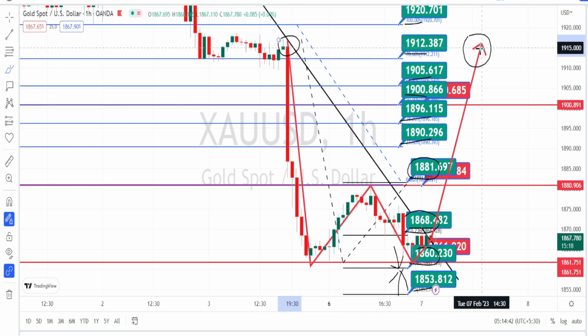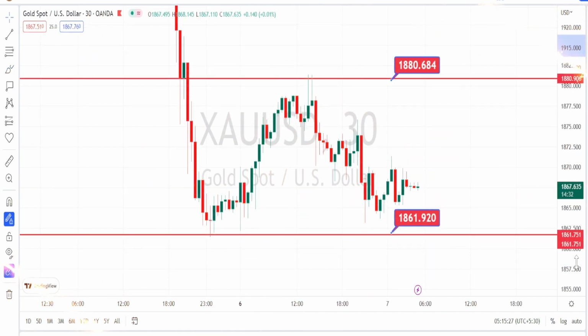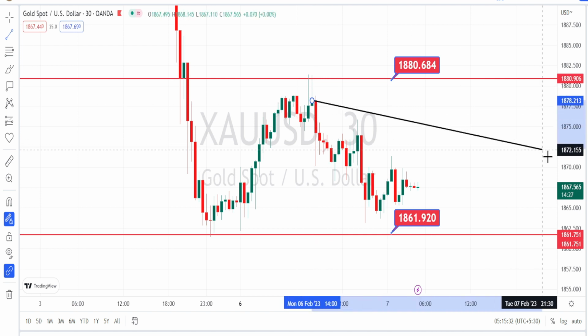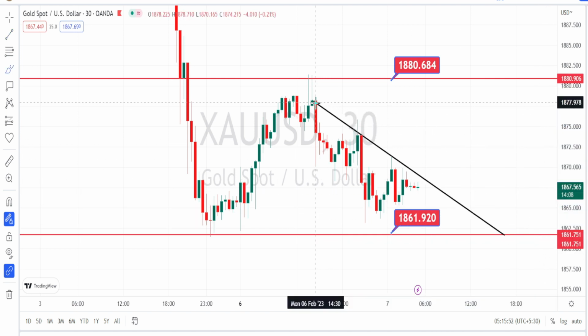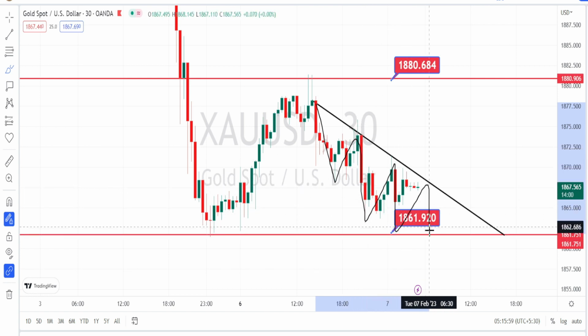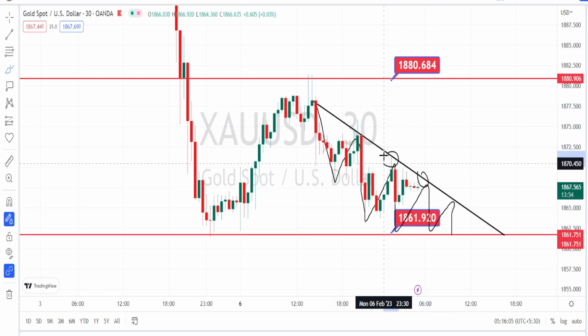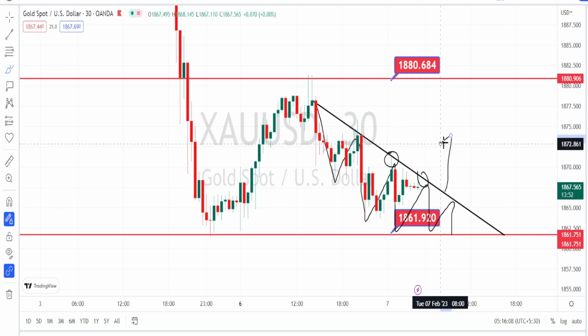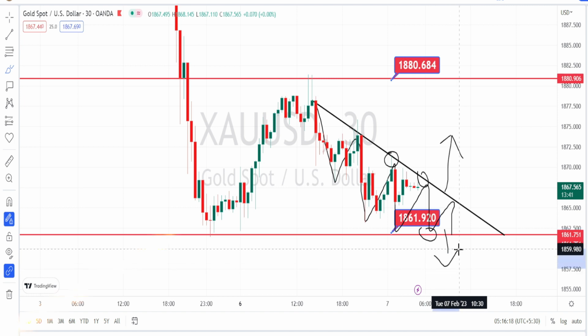Let us look at the price action in 30 minutes time frame. I'm in 30 minutes time frame. In 30 minutes time frame, I'm drawing a trend line or a resistance line. And for now, we are noticing the price action to be respecting this resistance line and to be trending on the bearish side. Wait for the price action to give a breakout from this resistance line from the 30 minutes time frame in order to enter into the bullish side trade, or wait for it to break the support line, which is around the level of 1861 or 60, in order to freshly enter on the bearish side trade.